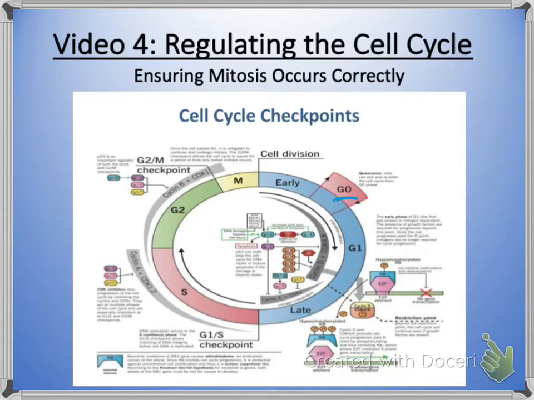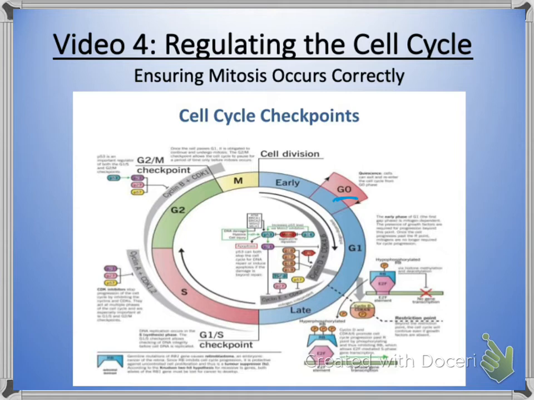In this video, we're going to talk about how the cell regulates the cell cycle. As we've seen, there are a lot of events that have to occur correctly for a cell to divide. It has to replicate its DNA properly. It has to do all the steps of mitosis properly. It's a complicated process, and regulating it is just another complicated layer to this cell cycle.